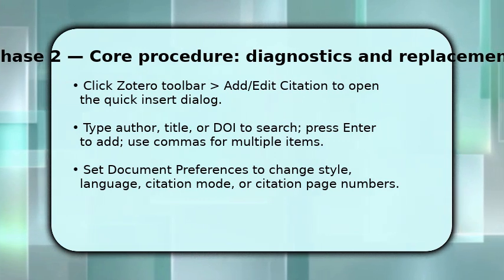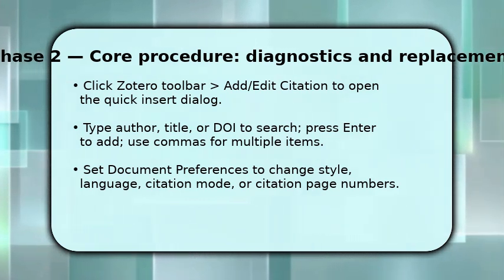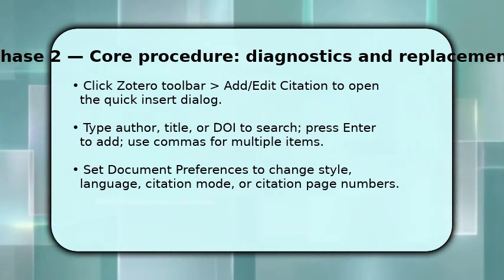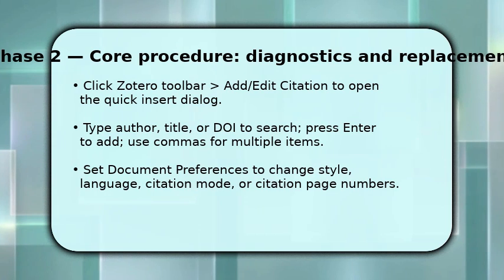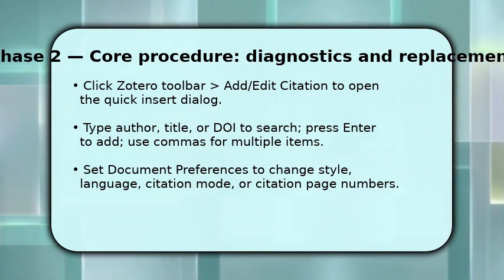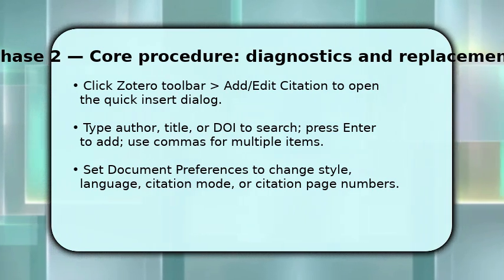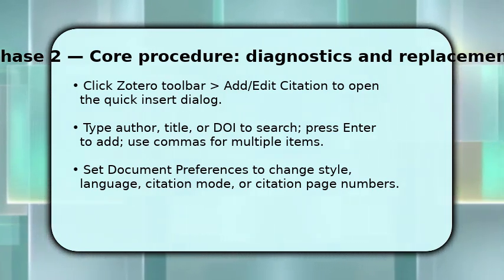Once done, use Document Preferences to change the citation style or switch between author date and numeric formats. Make sure to enter page numbers in the locator field when required. If you need repeated citations, use Add/Edit Citation again and select the same item quickly.